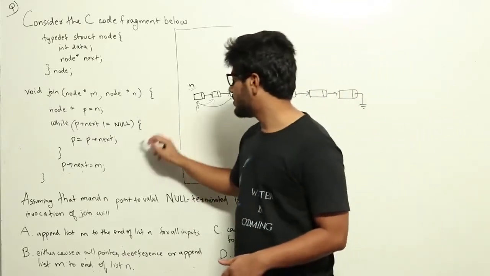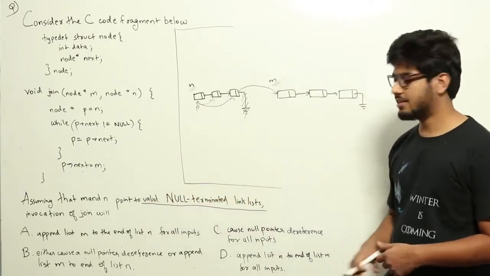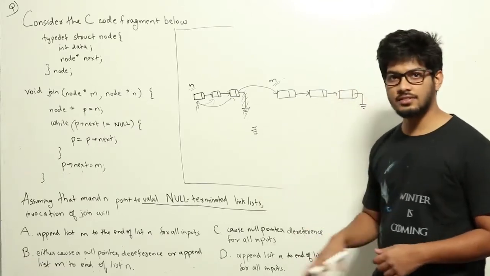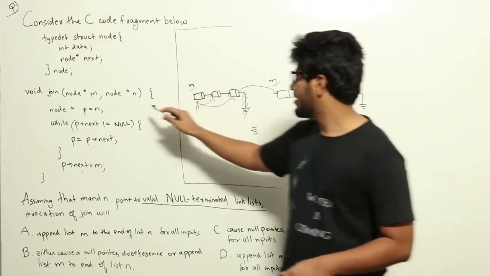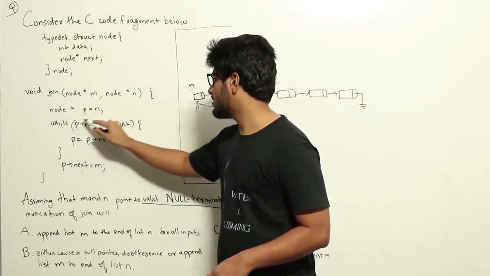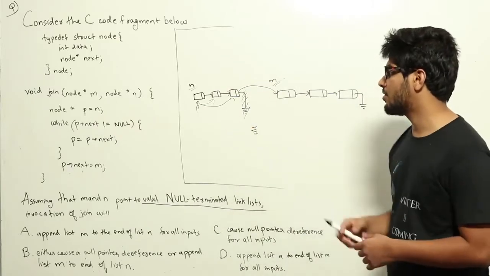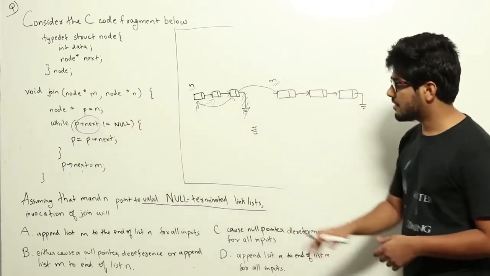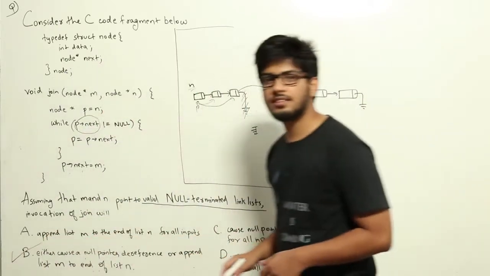Now, there is one small issue here. In the question, they are giving us that M and N point to valid null terminated linked lists. But nowhere have they given that the linked lists are non-empty. Even an empty linked list, which only starts with null, is also a valid null terminated linked list. So if N is empty, the first thing we are doing is assigning P to N. Now P is null. And in the condition we are trying to reference p next, which is null next. Now that will cause a null pointer dereference, since p is null. We had to do another check before executing this particular code. So the answer is it will either cause a null pointer dereference or append list m to the end of list n. So b is the answer.